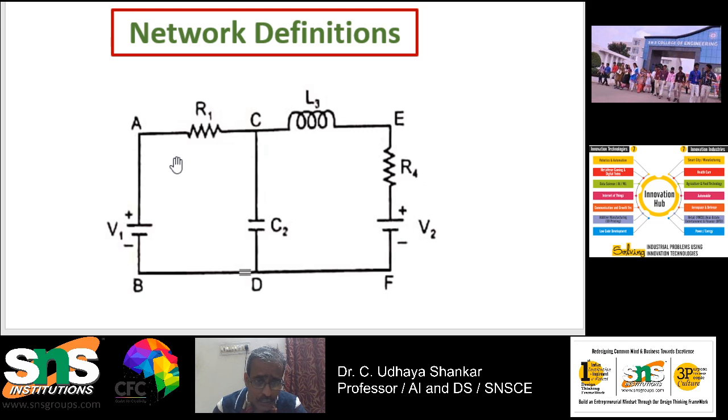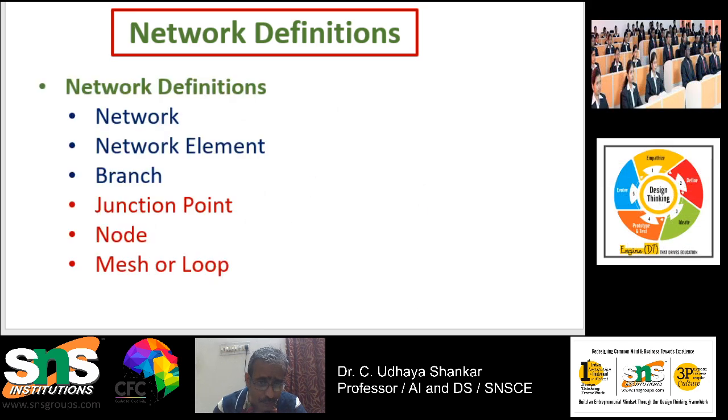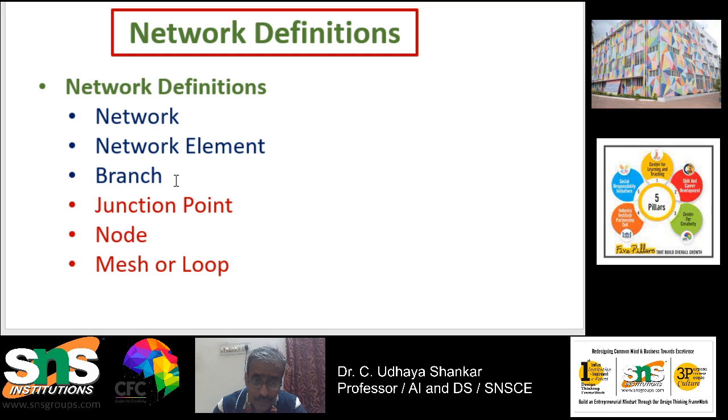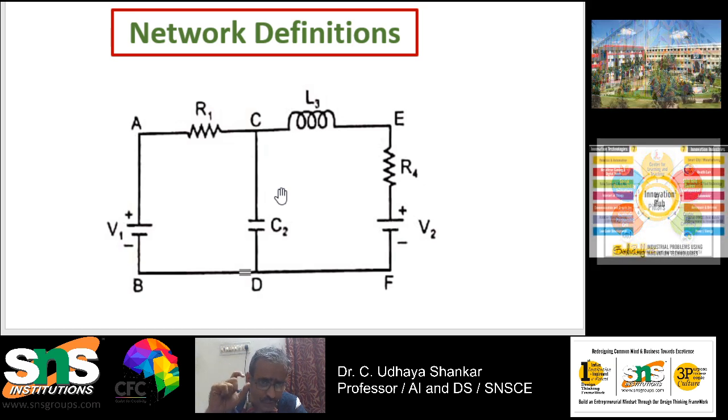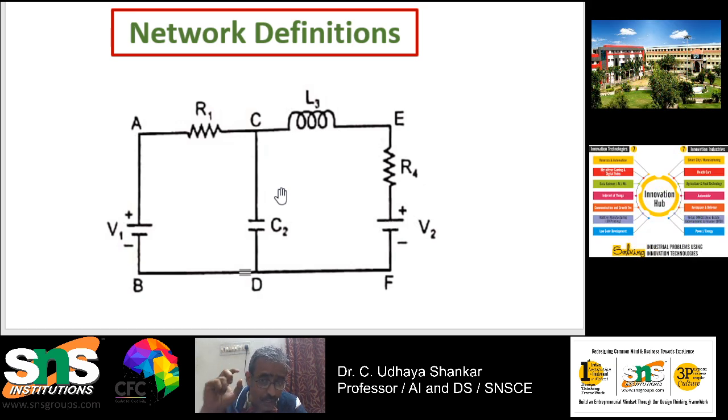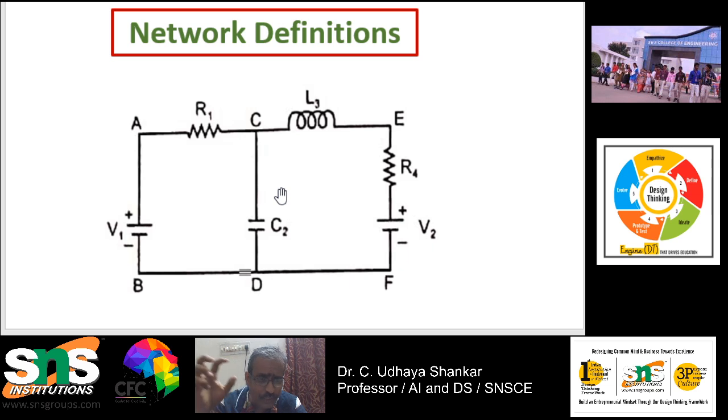So now we will be moving to the next topic, that is called branch. What is a branch? We have discussed what a network is and what a network element is, and now we will discuss what a branch is. A branch is nothing but a part of a network which connects various points of the network with one another. Hope you are clear.